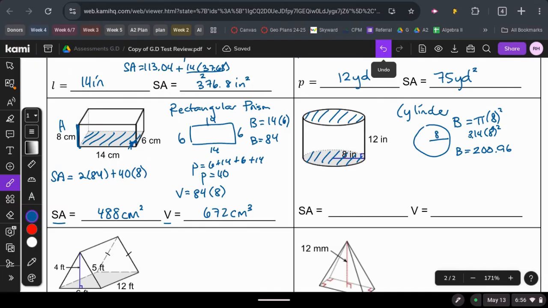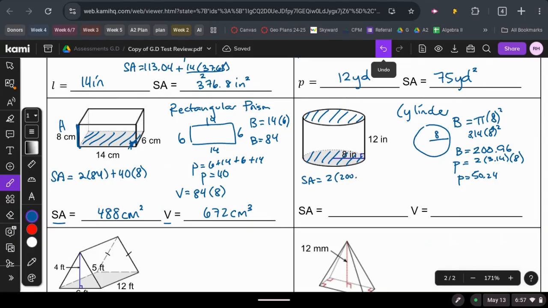200.96. I also need the perimeter of the base because I'm also being asked for the surface area. So the perimeter of the base is going to be 2 pi r, the circumference of the circle. So 2 times 3.14 times the radius again, which is 8. So the perimeter of the base is going to be 50.24.